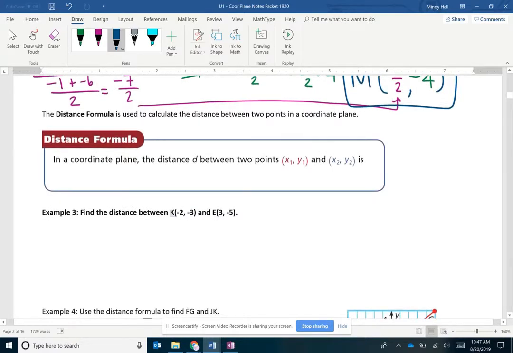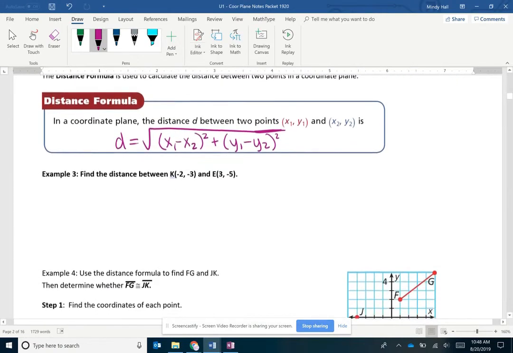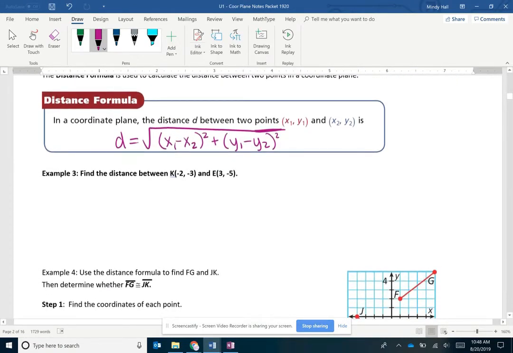All right, so then the distance formula is similar, but the distance formula is used to find the distance between 2 points. And so it is the square root of x1 minus x2 squared plus y1 minus y2 squared. And actually, fun fact, the distance formula is very closely related to the Pythagorean theorem. It's exactly the same, it's just a different way of writing it with different terms.